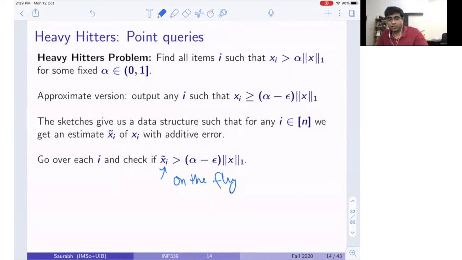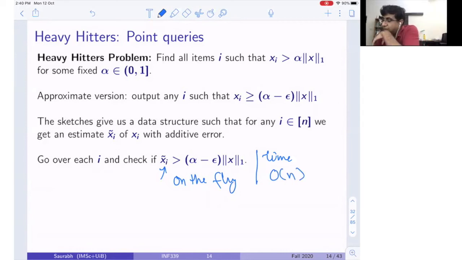What is bad about this algorithm? Let's ask that. How much time does it take? Order n. Yes. So it could take as bad as order n because we are going through all x_i tilde.